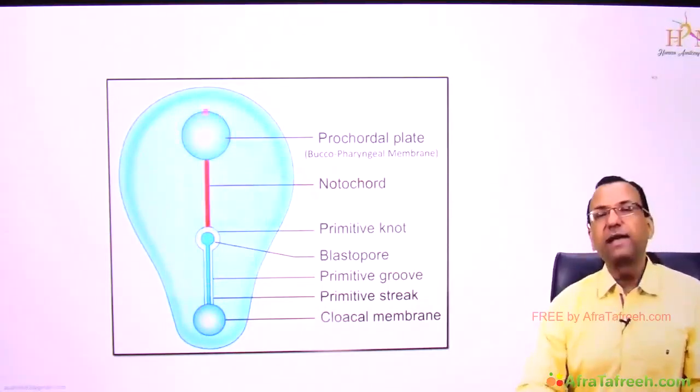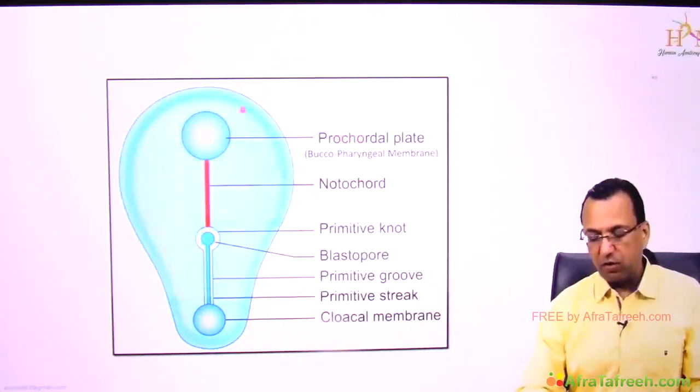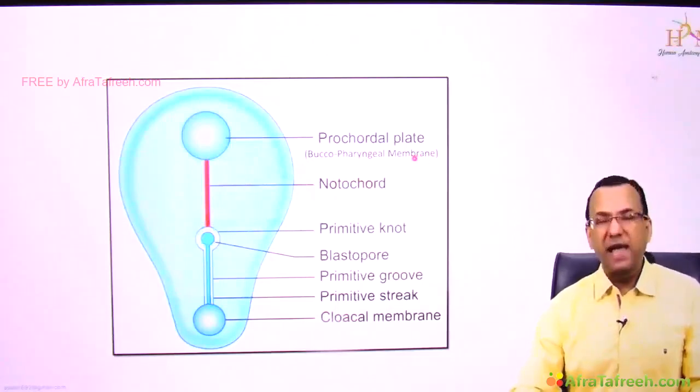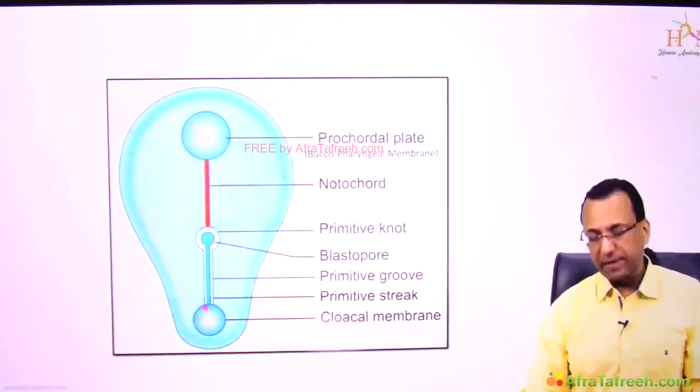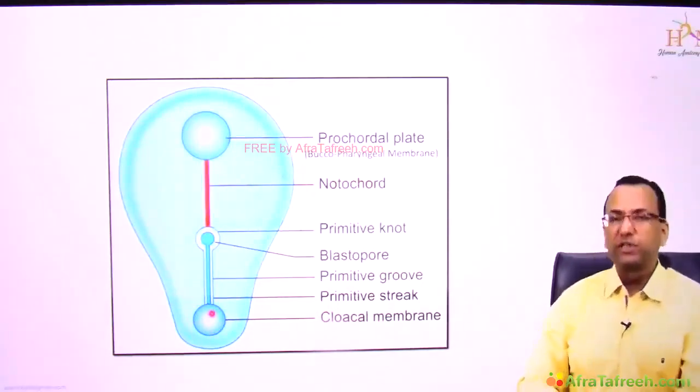Actually, towards the cephalic end, there will be a plate formed which is called the procordal plate, which is also the region of the buccopharyngeal membrane, anteriorly or in the cephalic region. And if you're talking about the caudal region, there is the cloacal membrane or the anal membrane. We want to draw this diagram now.